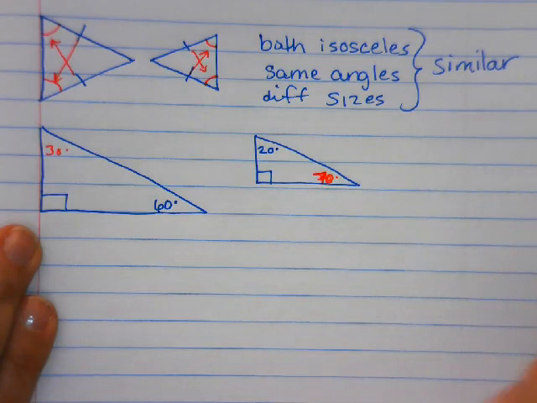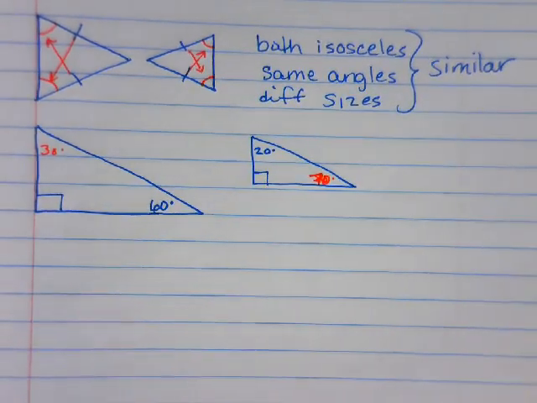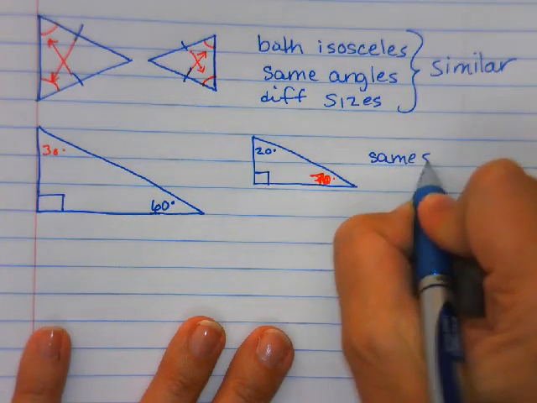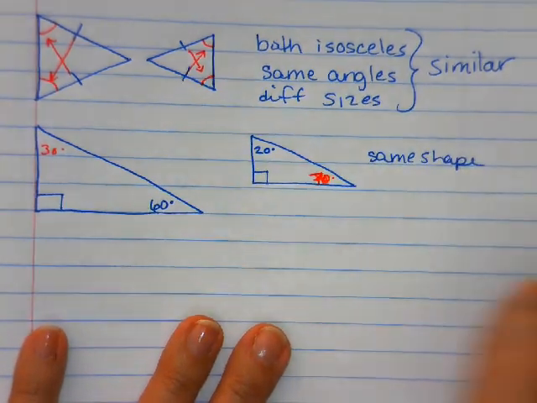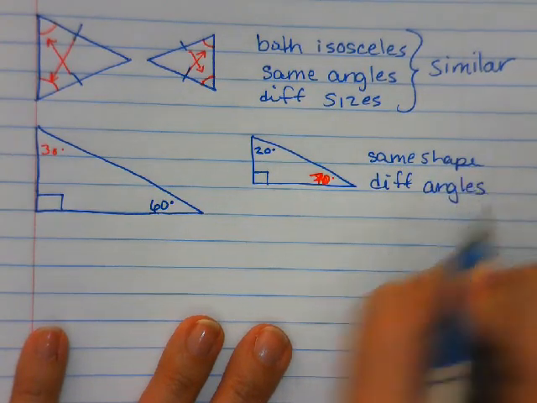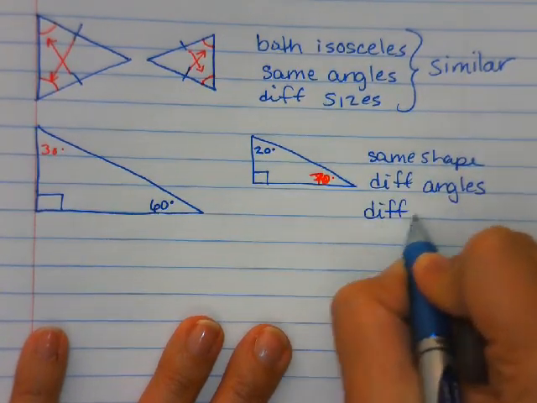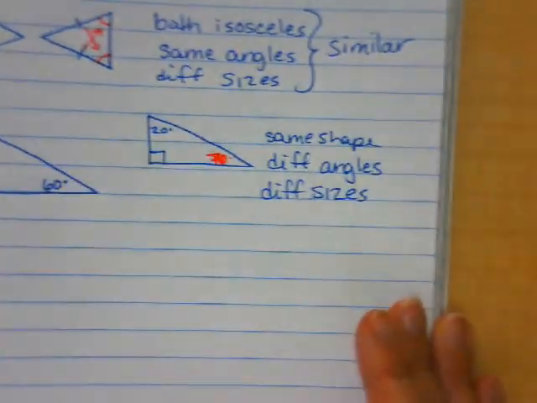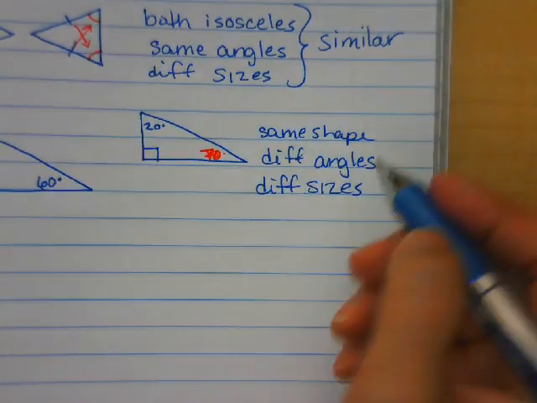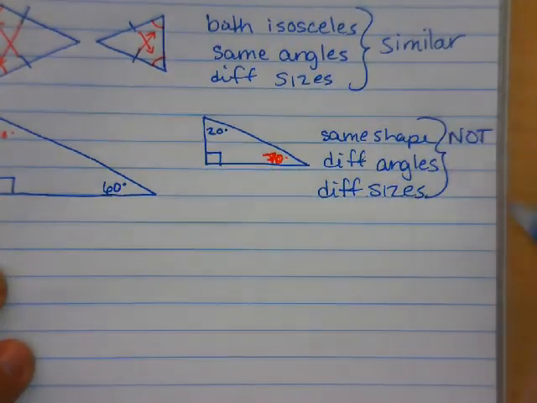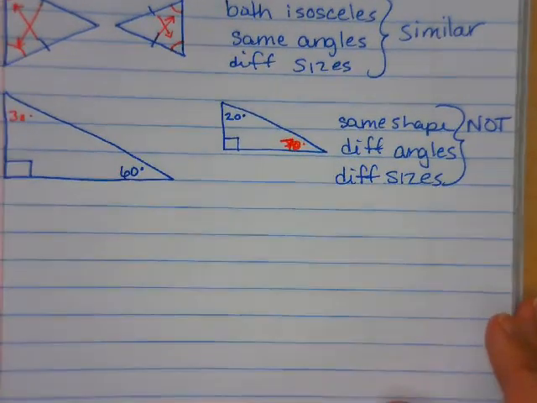I apologize. So we can see that even though they are the same shape, they have different angles. They are different sizes. Now we can see that 2 out of the 3 are met, but because all 3 are not met, we can say that in fact these are not similar. Okay?